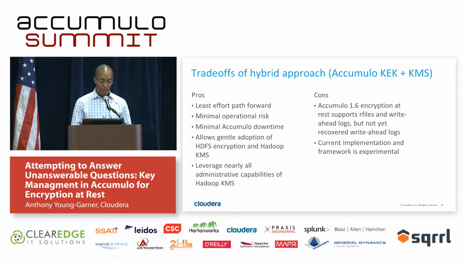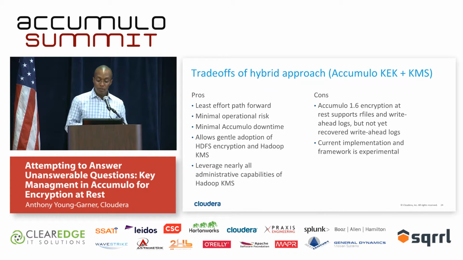It's the least effort path forward with minimal operational risk or downtime. The only downtime on your cluster would be the time it took to run those commands, which you could do theoretically in a minute or two. If you're already using Accumulo encryption, this is also the easiest path forward. It requires you to have the least understanding of other subsystems or even the HDFS encryption or the KMS. You're just making minimal use of those new systems. So this allows a general adoption of HDFS encryption or KMS and still lets you leverage all the administrative capabilities of the key management service.